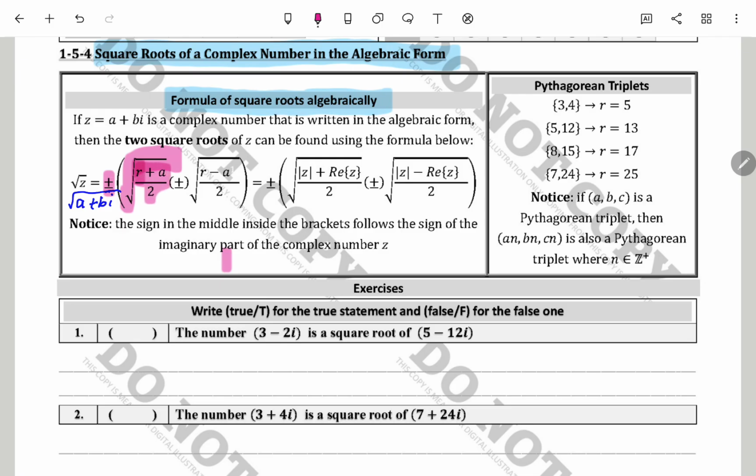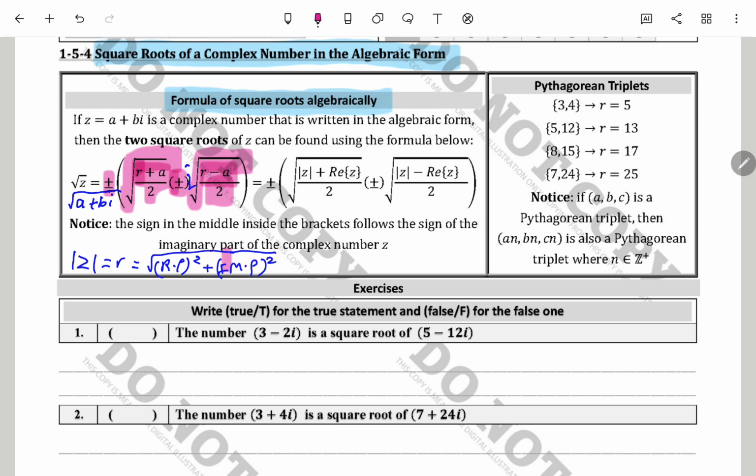r is going to be the modulus of the complex number, which can be calculated easily this way. The modulus of z, which is the same as r, is the square root of the real part squared plus the imaginary part squared. Then you can replace it instead of r. Plus and minus, the square root again of (r minus a) divided by 2. And don't miss i here for the imaginary part.